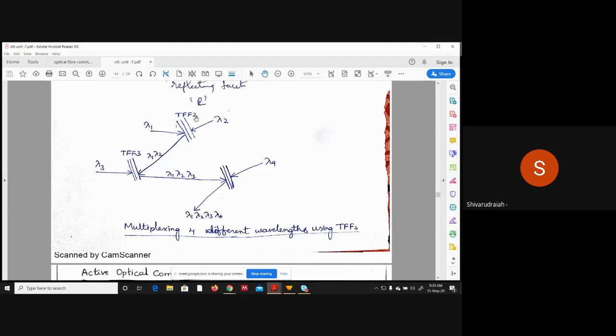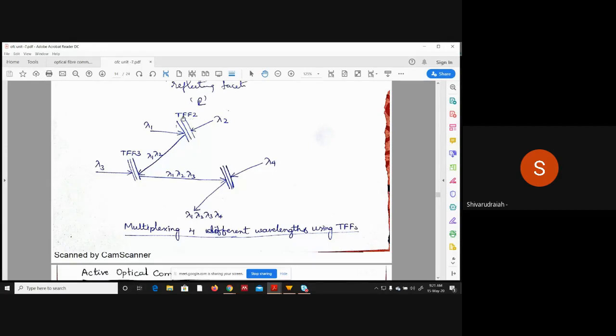TFF2 represents a thin film filter which will transmit wavelength lambda 2. TFF3 is the thin film filter which will transmit wavelength lambda 3, and TFF4 is the thin film filter which will transmit wavelength lambda 4. Okay, so all other wavelengths will be reflected by those thin film filters, right?